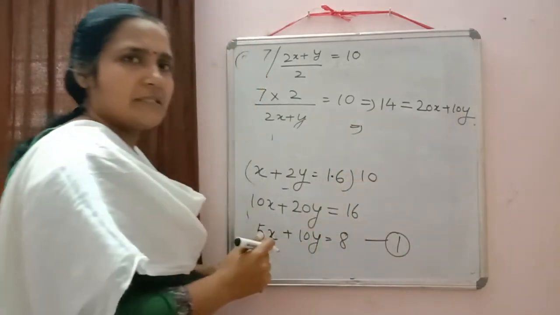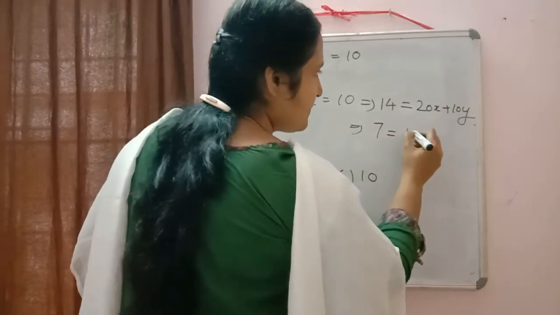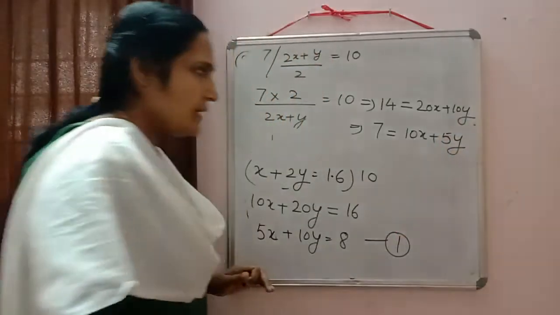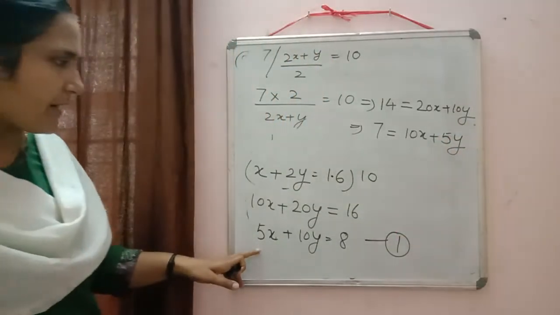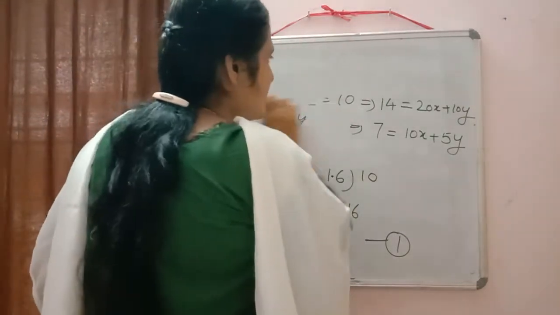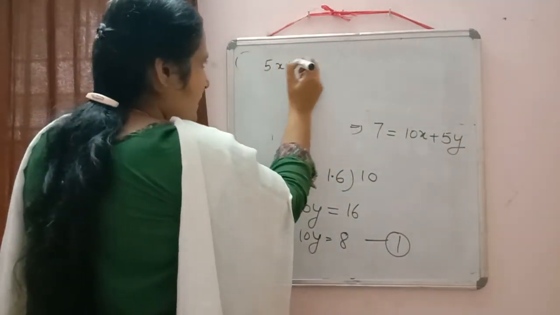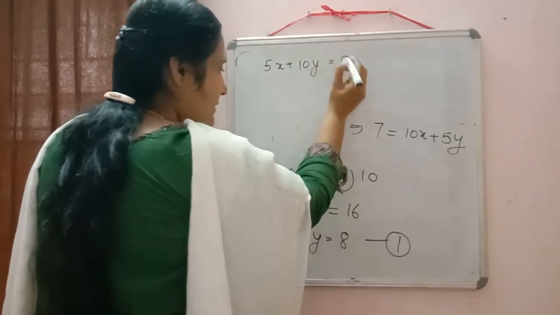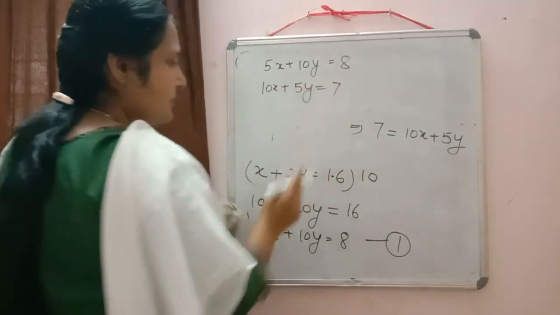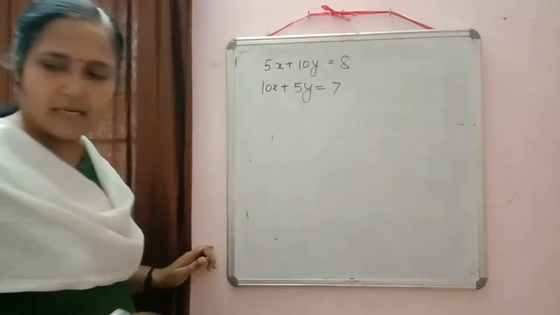As you can check, the expressions are divisible by 2, so we can cancel it by 2. 7 is equal to 10x plus 5y. So the first equation we got is 5x plus 10y is equal to 8. And I am writing the two equations once again here. We have the equations 5x plus 10y is equal to 8, and the second equation 10x plus 5y is equal to 7. The coefficient of x or y is not equal to 1 in either equation.